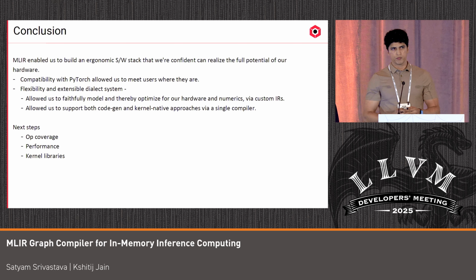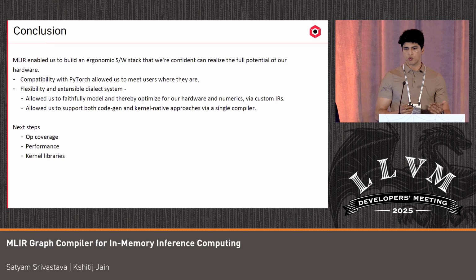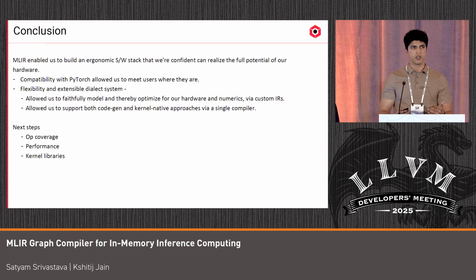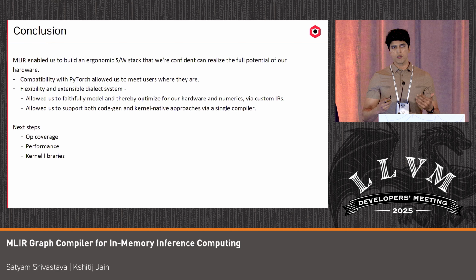So to wrap things up, MLIR has enabled us to address some key challenges of delivering a ML compiler toolchain. It's allowed us to meet our customers where they are today, and its flexible and rich dialect system has allowed us to faithfully model our hardware and thereby optimize for it. It's also allowed us to build a single compiler that can support both code-gen and kernel-based approaches natively.